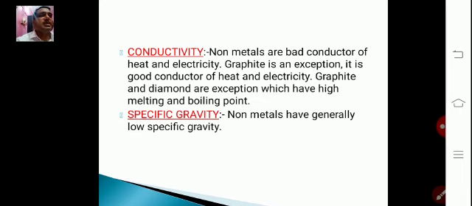About hardness, most of the solid non-metals are quite soft. This means that most of the solid non-metals can be cut easily. For example, sulfur and phosphorus are soft non-metals which can be easily cut into pieces with a knife. Only one non-metal, diamond, is very hard. In fact, diamond is the hardest natural substance known.